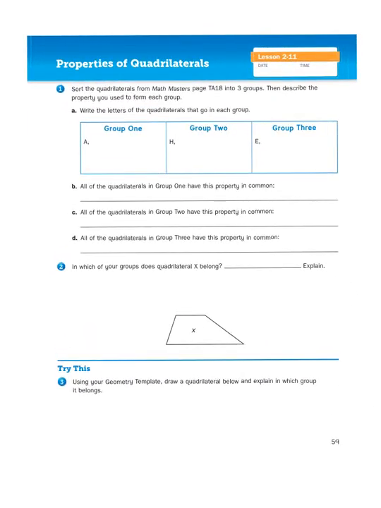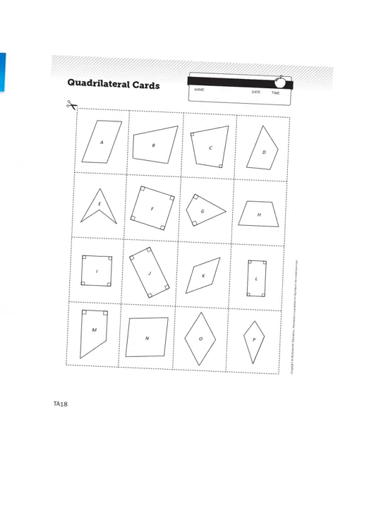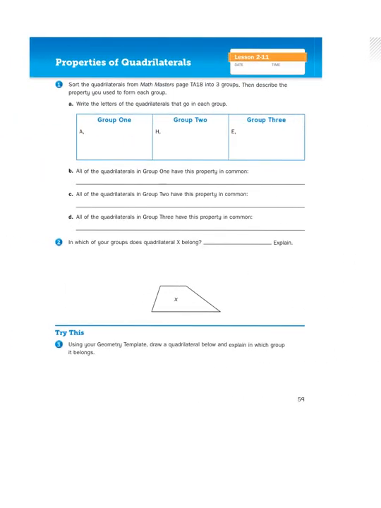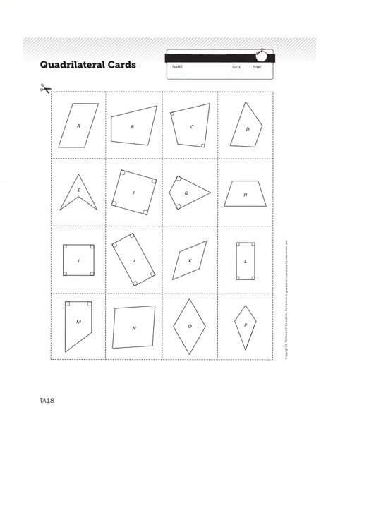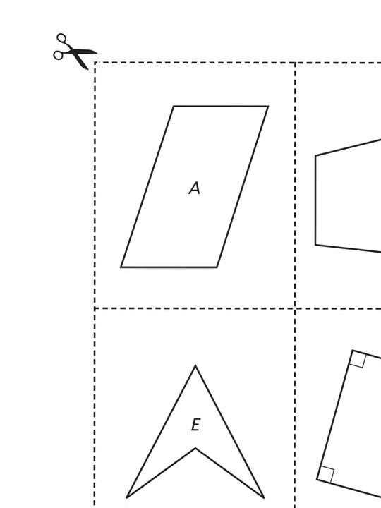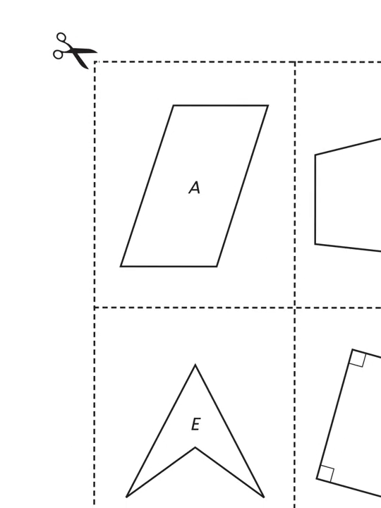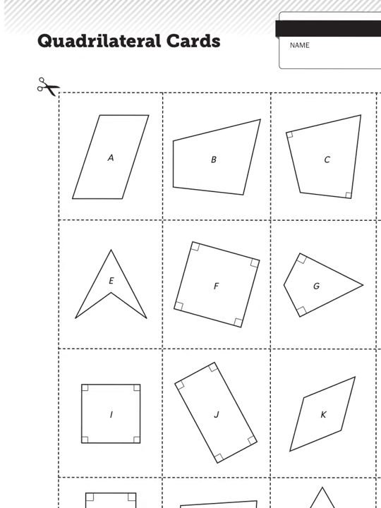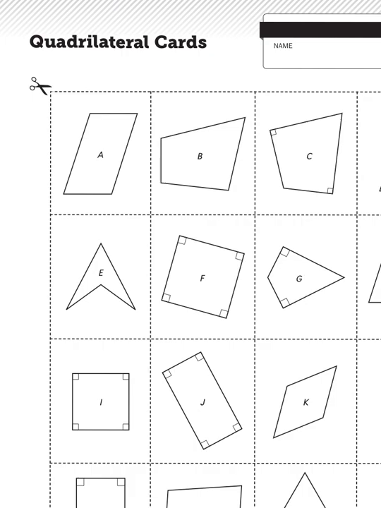It says, sort the quadrilaterals from Math Masters, page TA18, into three groups. That's this right here. Then describe the properties you use to form each group. As you can see, each group has one letter in each box. So, for example, group 1 has the letter A in there. So, let's take a look at letter A, this shape. When we think about properties or classification, we need to look at traits. What does this shape have that some shapes may also have, but other shapes may not?